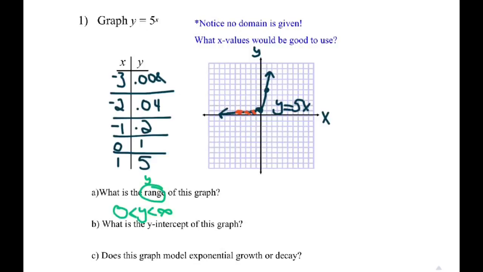For part A, we have to find out the range of the graph. The range is y, so it would be 0 less than y less than infinity. The y-intercept of this graph is 0, 1. This model is exponential growth because the graph is going up.